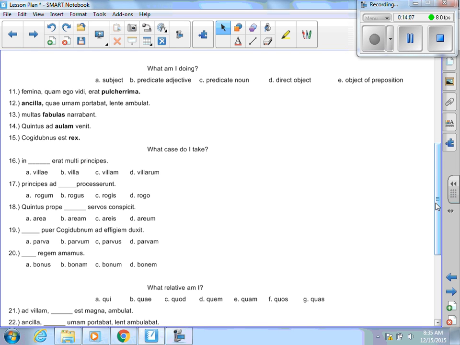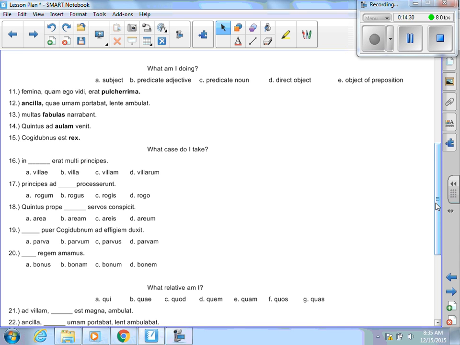Number 12, ancilla quae urnam portabat lente ambulat. I have the slave woman who was carrying the urn, was walking slowly. The ancilla in this case is in the nominative. That should help you out. So it's either going to be the subject or the predicate noun. I don't have a linking verb, so it is the subject. And ancilla is the person doing the walking.